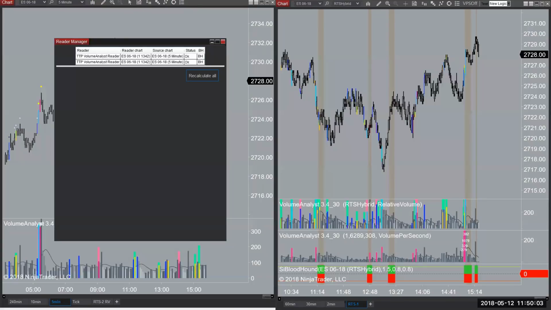Yeah, it's built into the installer for Ninja 8, Weldon. So when you run that Ninja 8 installer, it'll have the RTS Hybrid in there. The problem with that is we couldn't separately license the RTS Hybrid for Ninja 8, so we had to put it with another DLL. So when you license the Volume Analyst 8, it also licenses the RTS Hybrid.